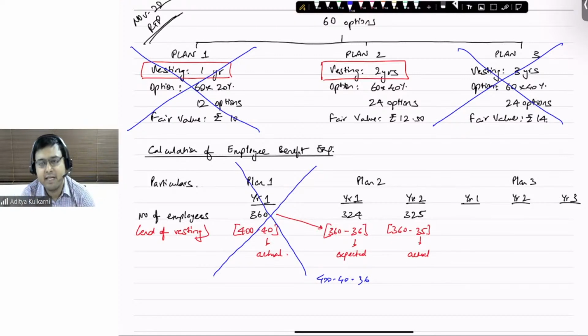अब बात करते हैं year 2 का. Now year 2 has come. Year 2 will be continuing. At the end of year 2, you will have another figure. That figure is nothing but the number of employees who actually left. So 400 था. End of year 1, 40 left. End of year 2, 35 left. So now we have 325 employees actual in whom the shares have vested, in whom the options have vested. Is it okay now? Yes.